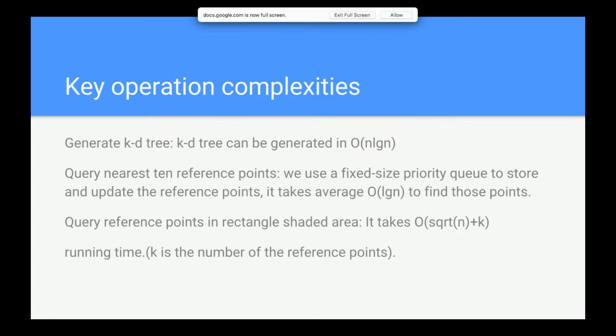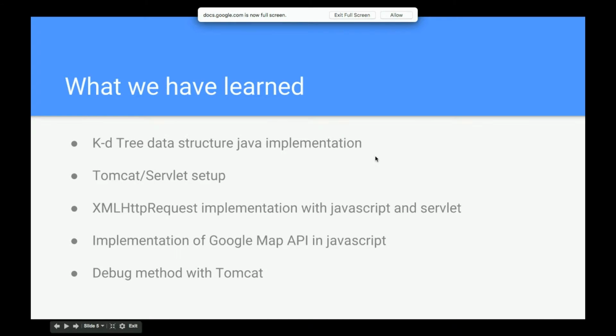The second basic function of the KD tree is that if you pass a rectangular area, it can give you the reference points in that area. This takes big O of square root of n plus k running time, where k is the actual number of reference points in that area. So that's the whole backend part.